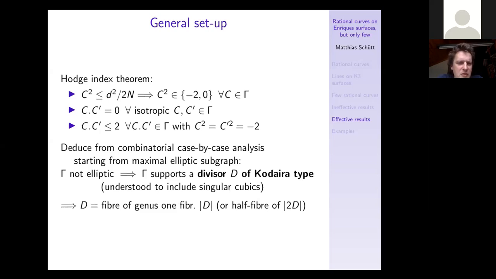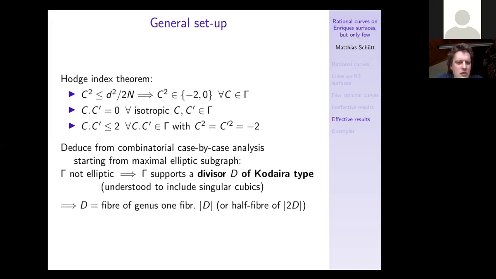In the same way, one can prove that isotropic vectors are perpendicular. And you can prove that if you take two smooth rational curves, the intersection number is at most 2. So this simplifies the analysis greatly. And you see we're already somehow close to the situation with lines, where intersection numbers were only 0 and 1, and every line had square minus 2.